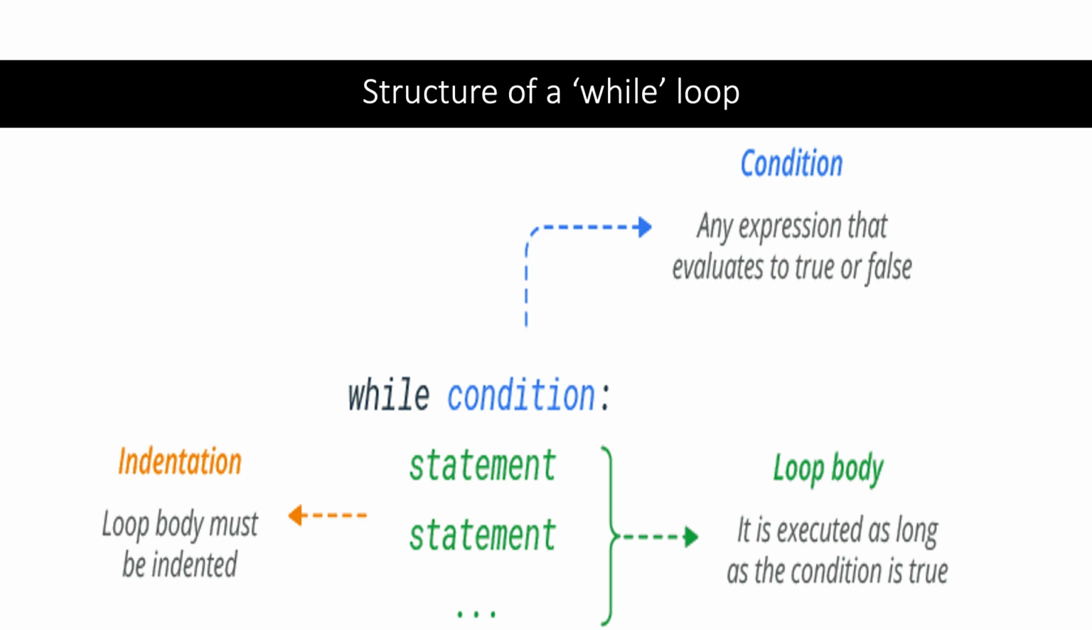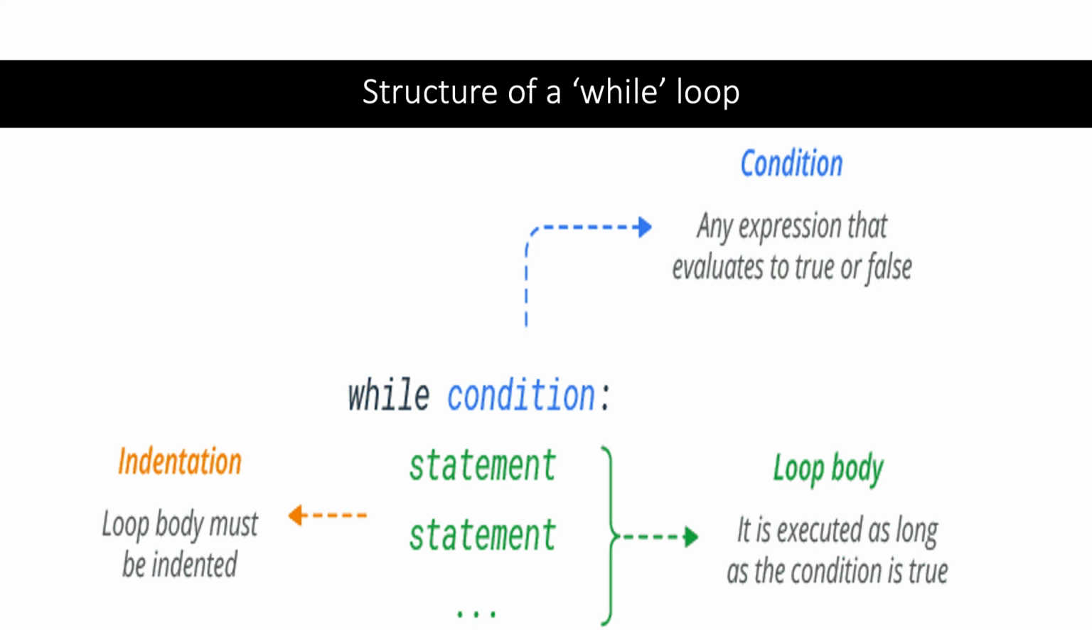Then, right after the while keyword, we have the condition. This can be an expression which evaluates to either true or false. And this condition is checked before each iteration of the loop. And if the condition is false, the loop terminates and the program proceeds to the next statement following the loop.